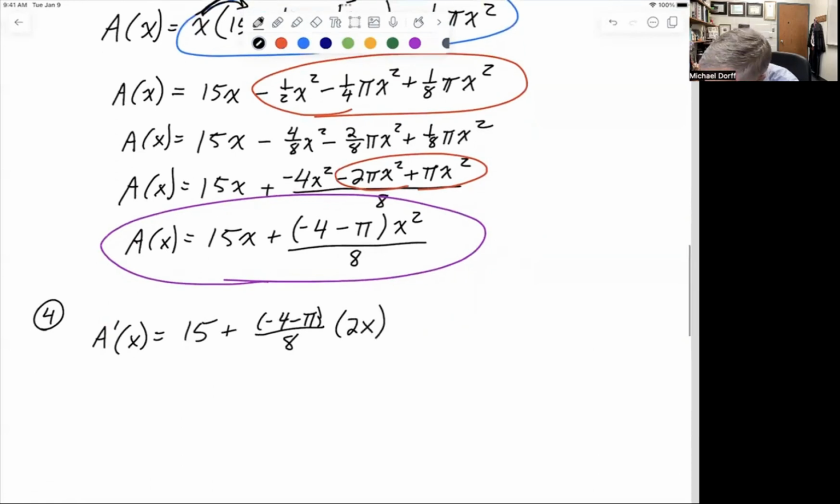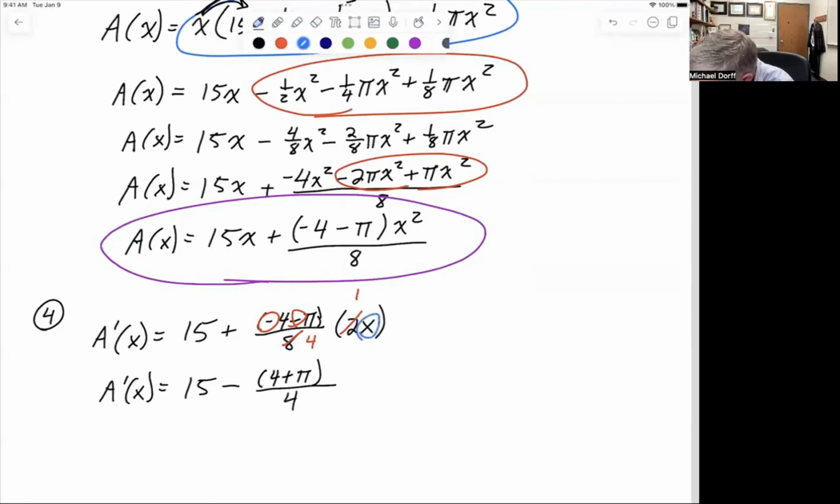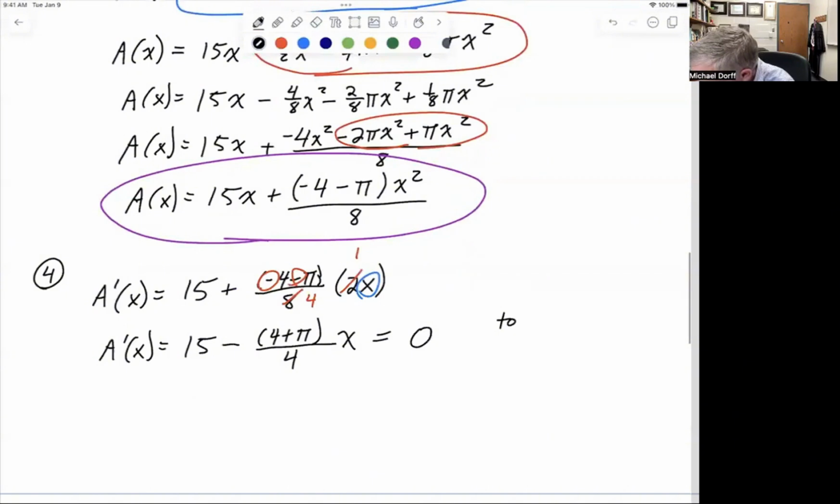All right. And so I can simplify that a little bit. I'm going to take this minus out here and here. So now I have 4 plus pi. And I'm going to reduce this 2 and this 8 to get 1 and 4. So I now have a 4 in the denominator. And I shouldn't forget my x here. So I have an x right here. And that's going to be set equal to 0 to find the critical numbers.